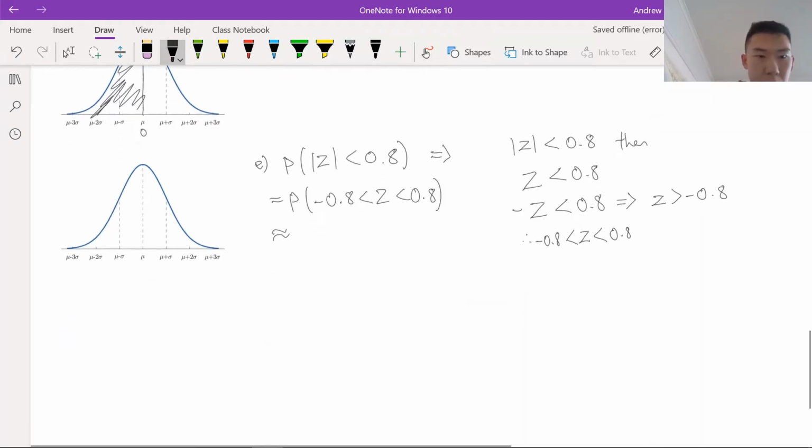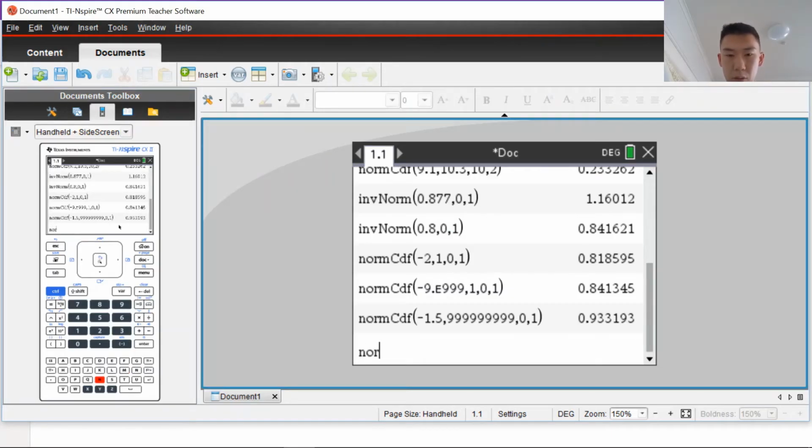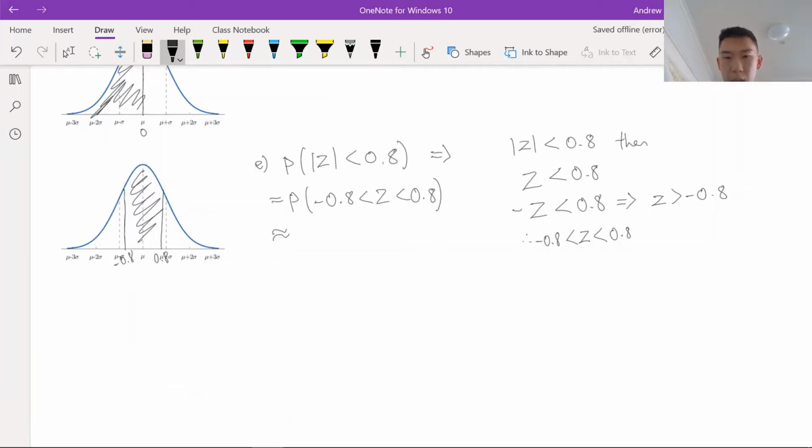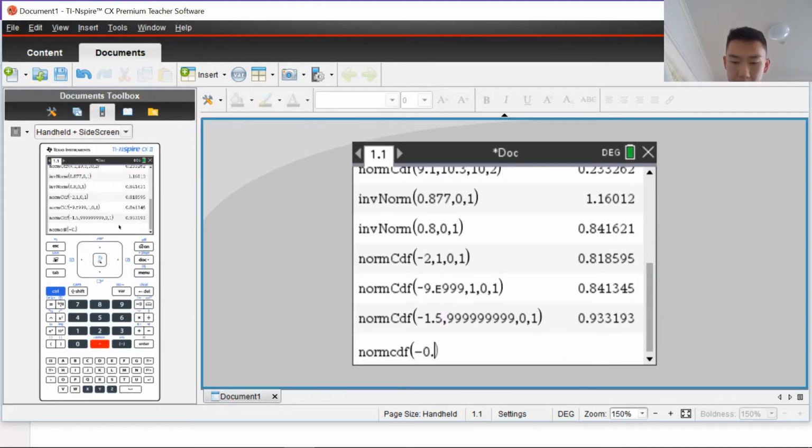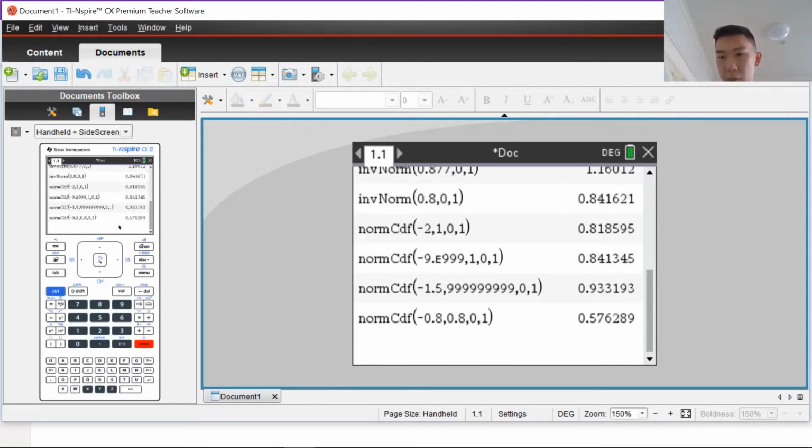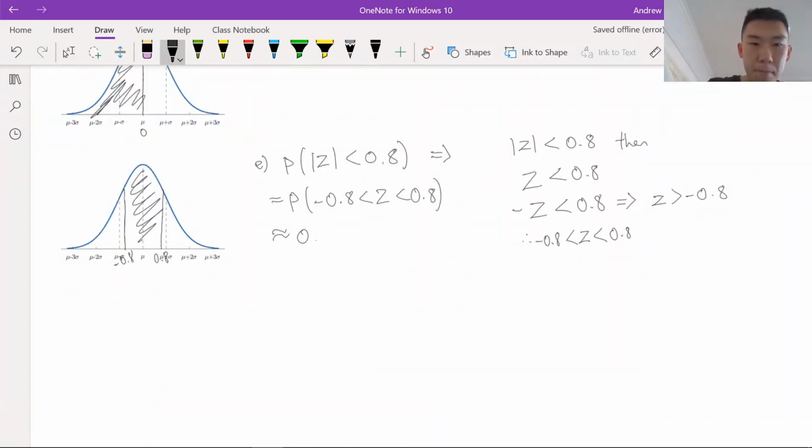Mark these on our graph. So that'd be just estimating to be around here, negative 0.8, positive 0.8. We want this area here. So norm CDF, lower bound is negative 0.8, upper bound is 0.8, mean is 0, standard deviation is 1, 0.5763.